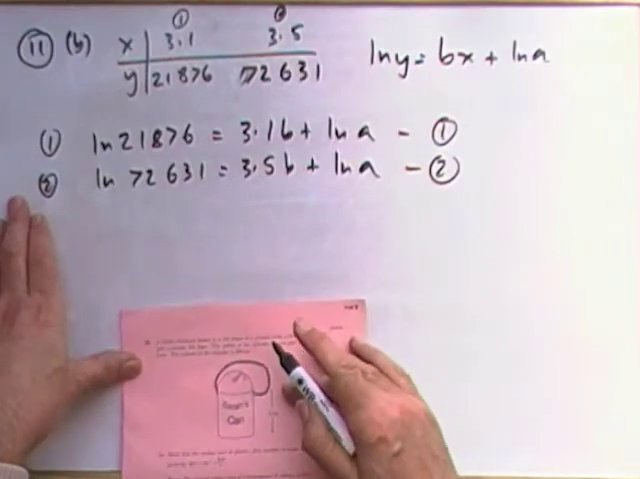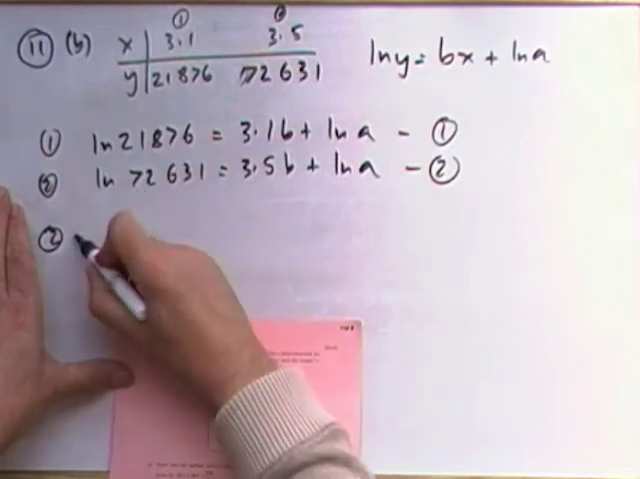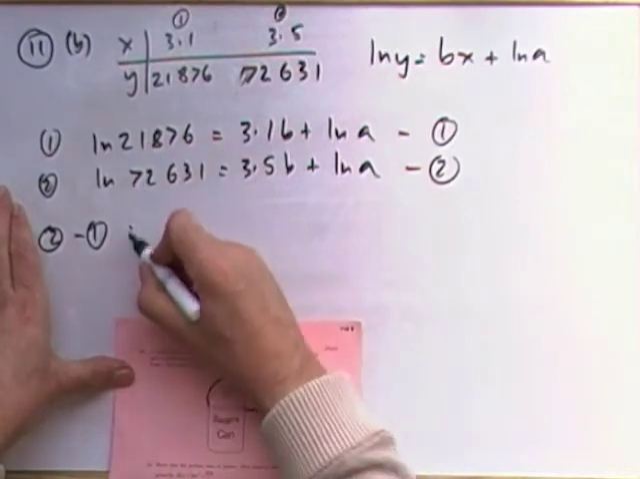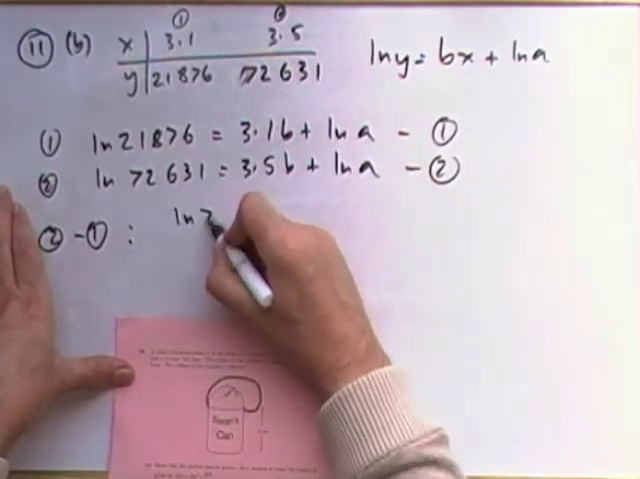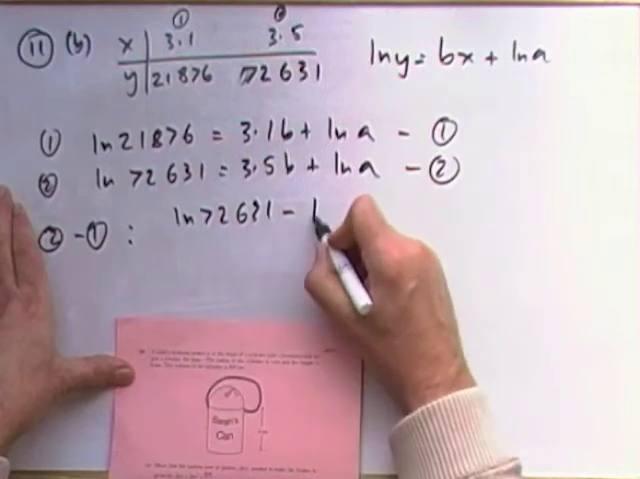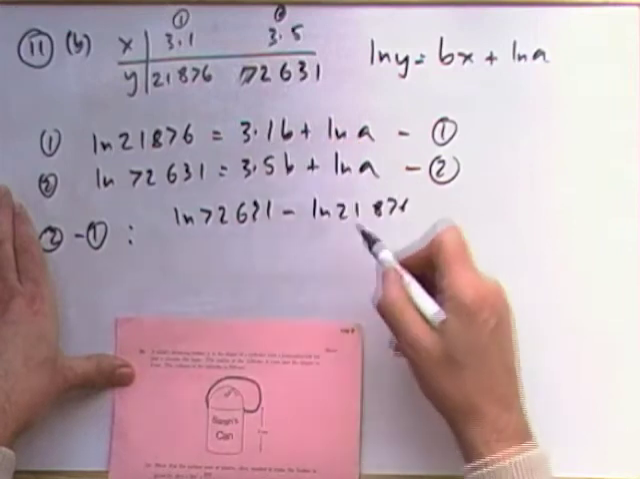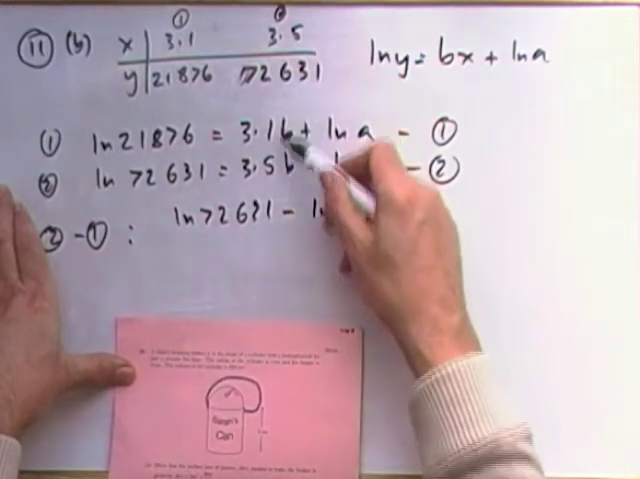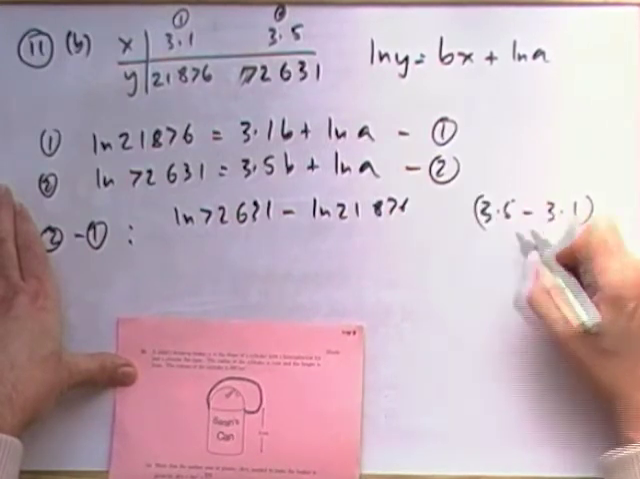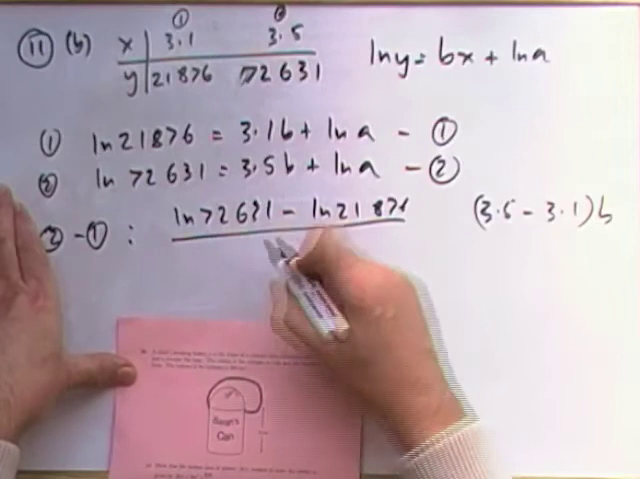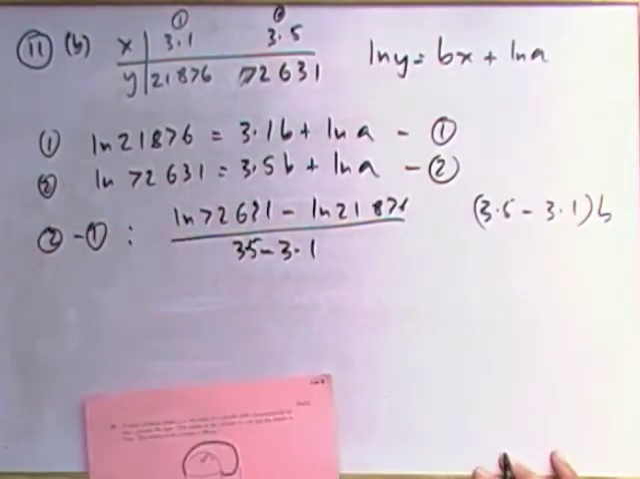Then treating them as simultaneous equations, you could subtract them to remove a. Then there's only b's in it. If you did 2 take away 1, you're going to have ln 72631 minus ln 21876. That side's going to be 3.5 minus 3.1 lots of b. So to get b, you're going to be dividing by 3.5 minus 3.1, and that's just what you did before.